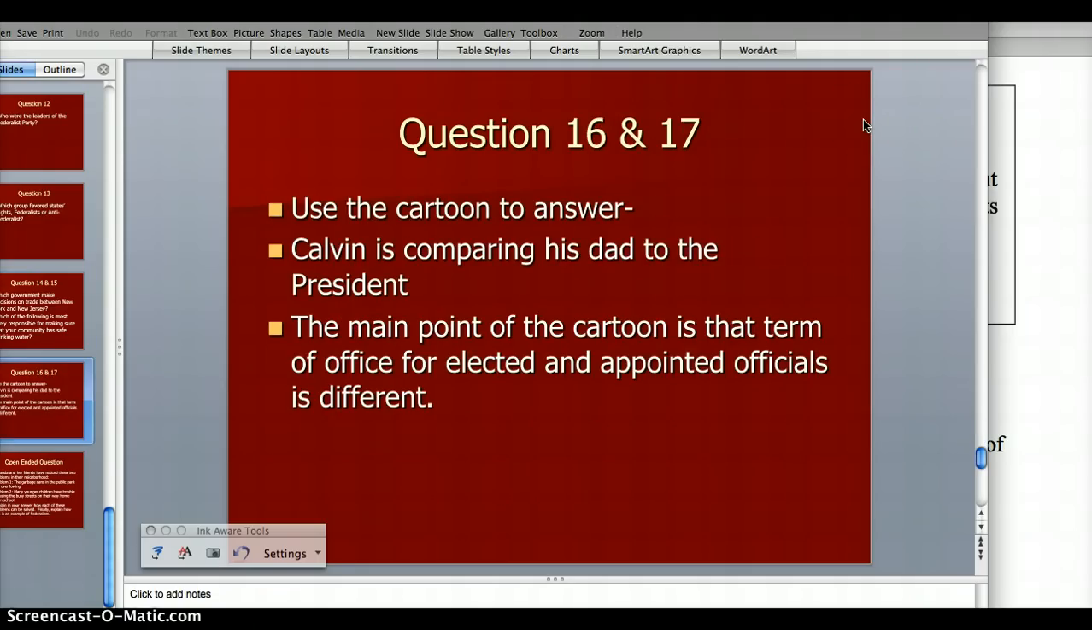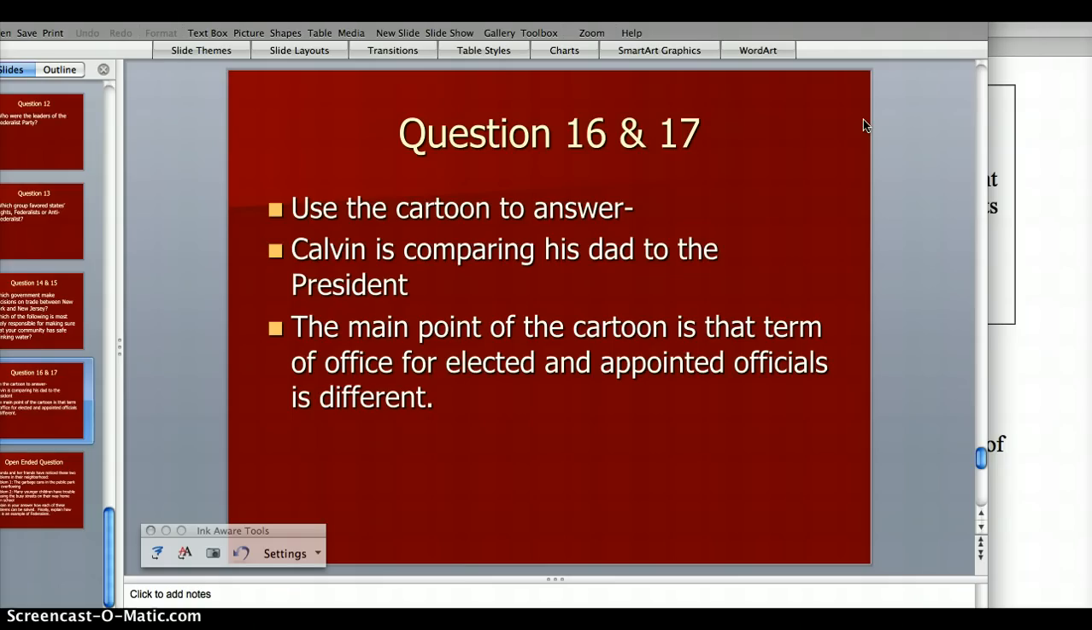Okay, questions 16 and 17. We gave you a cartoon. That cartoon is going to be on the test, the exact cartoon as you see it. So if you read the cartoon, Calvin is comparing his dad to someone. And if you read the whole thing and thinking about what we've gone over in class, you should come up with the president as the person who he is being compared to.